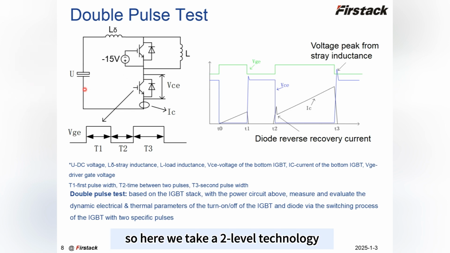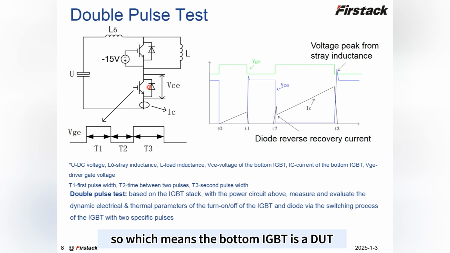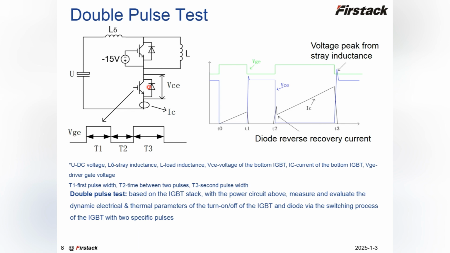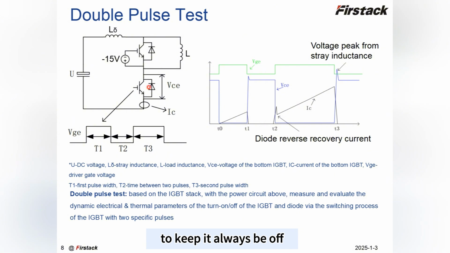So here we take a two-level topology as an example. As I said, there is a voltage source, the stray inductance, and the half bridge representing the module, and we have a load inductance here. So we will test the bottom IGBT, which means the bottom IGBT is the DUT, D-U-T, the device under test. The top IGBT is given a negative voltage to keep it always off.